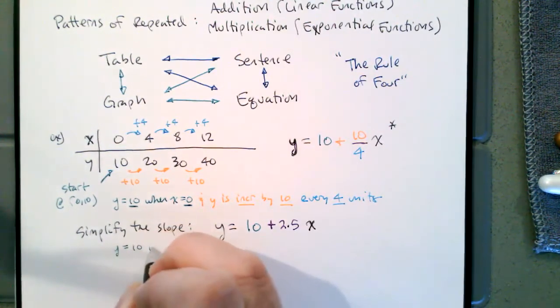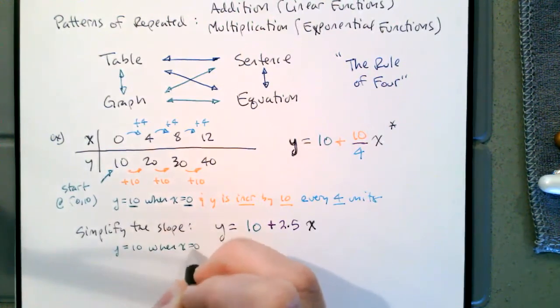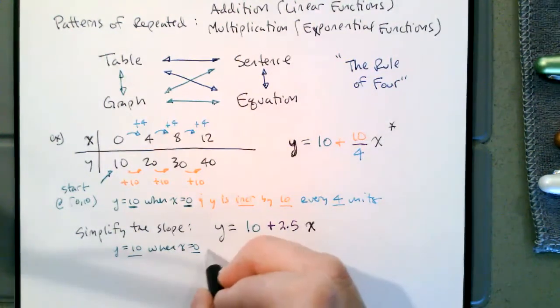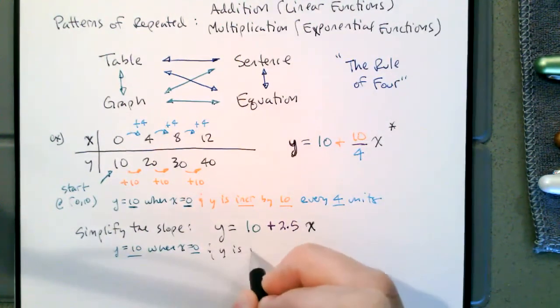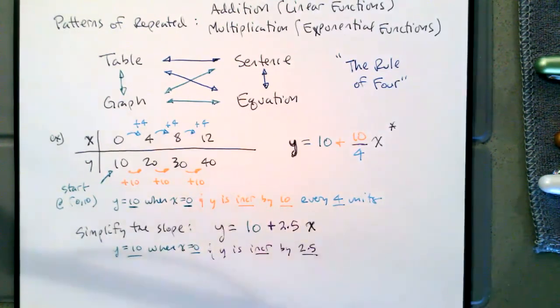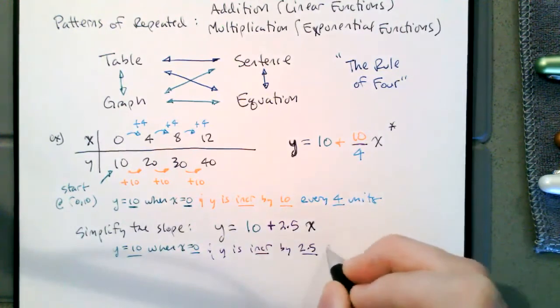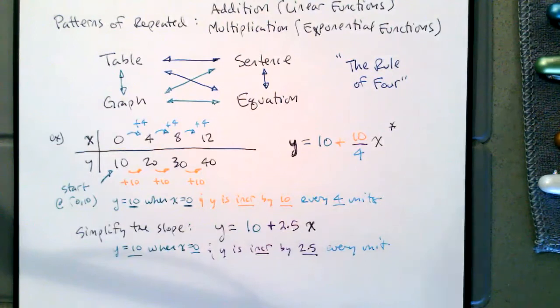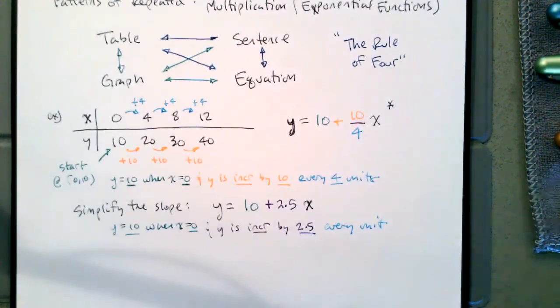Y is equal to 10 when x equals 0, and y is increasing by 2.5 every 1 unit. Because the slope is what happens every 1 unit. This might produce a different table.